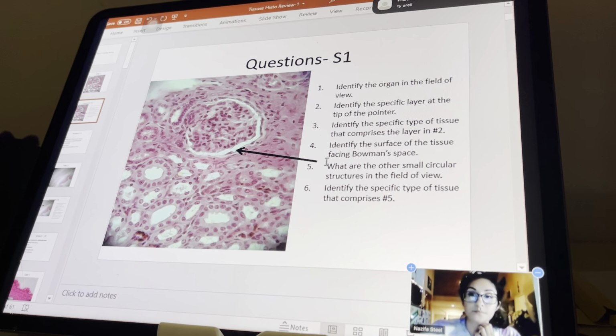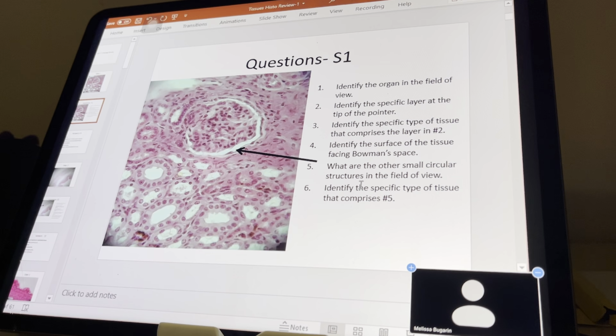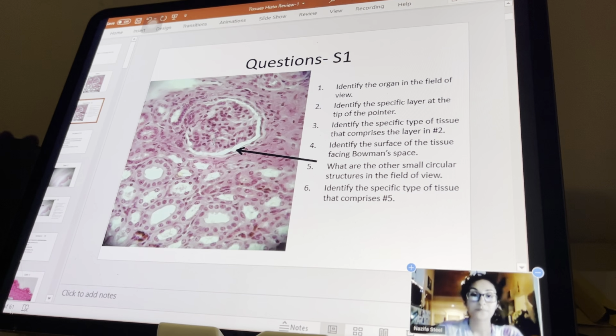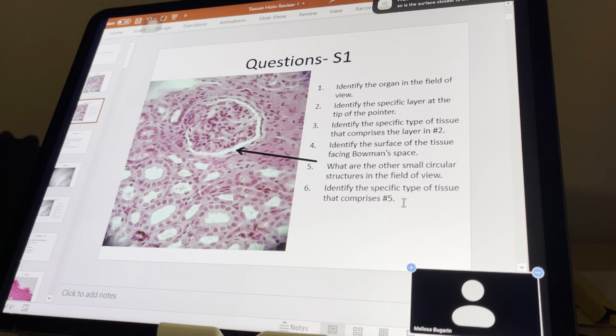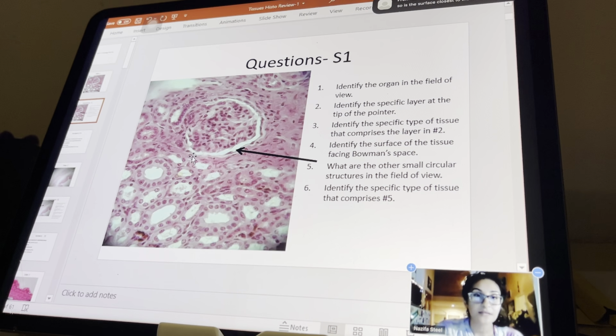Perfect. Number 5, for Melissa: what are the other small circular structures in the field of view? She's pointing to these things. She called them bracelets. Renal tubules? Yeah, perfect, exactly. Then it's going to ask, and this will also be for you because that was a little too easy: identify the specific type of tissue for number 5. The simple cuboidal. Simple cuboidal epithelial tissue? Yes, exactly.